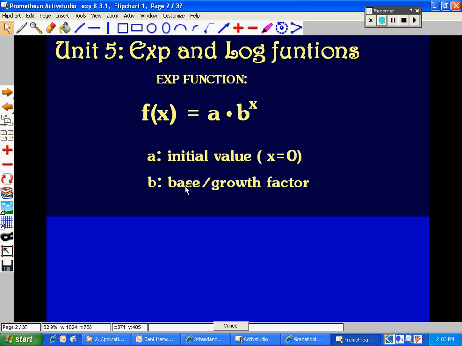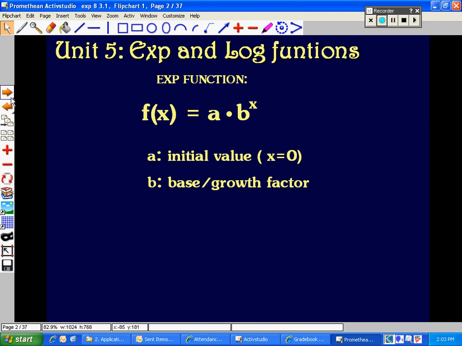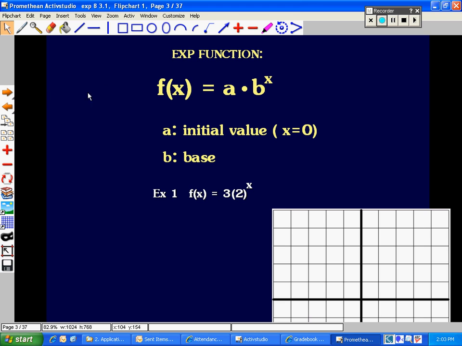B is our base. B has the exponent on it. It's also called our growth factor. So here's example 1. Again, here's the form of exponential functions. Here's our function, 3 times 2 to the x. Go ahead, find the initial value, and find the base.